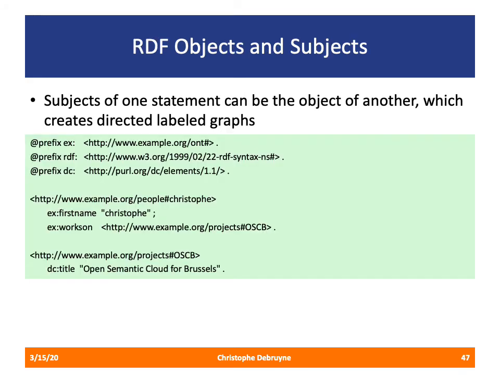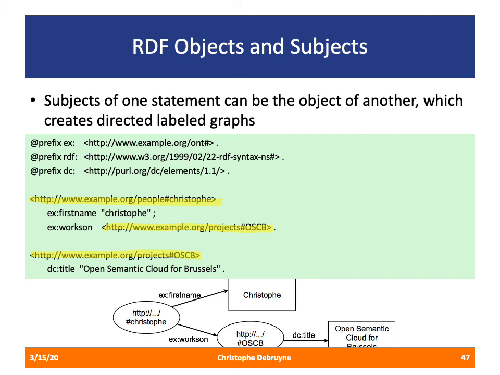So we've already seen that the subject of one statement can be used as the object of another statement, and that allows us to create directed labeled graphs. In this particular example, I exemplify that thing once again. So here I have a description of a person, and that description has the first name Christophe and works on another thing. And that other thing is described elsewhere as being something with the title Open Semantic Cloud for Brussels. That was one of the projects I used to work on.